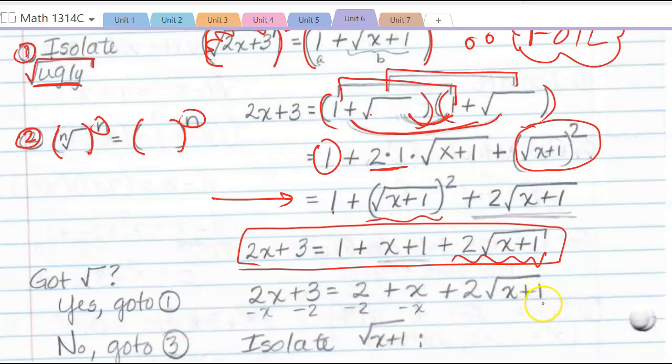So we need to get this guy by itself. That means I need to get rid of the 2, so I'm going to subtract 2 from both sides. I need to get rid of the x, so I can subtract x from both sides.